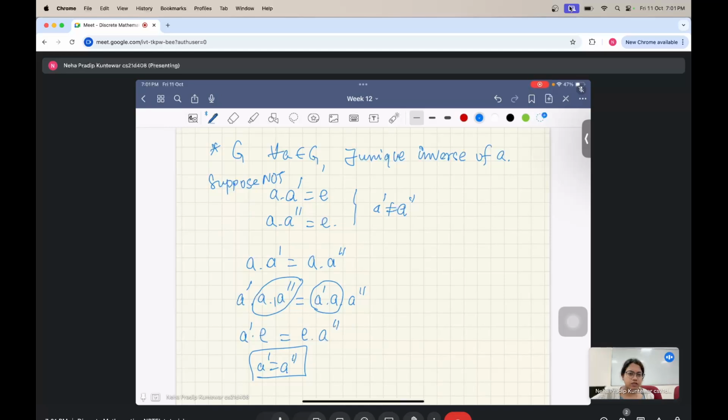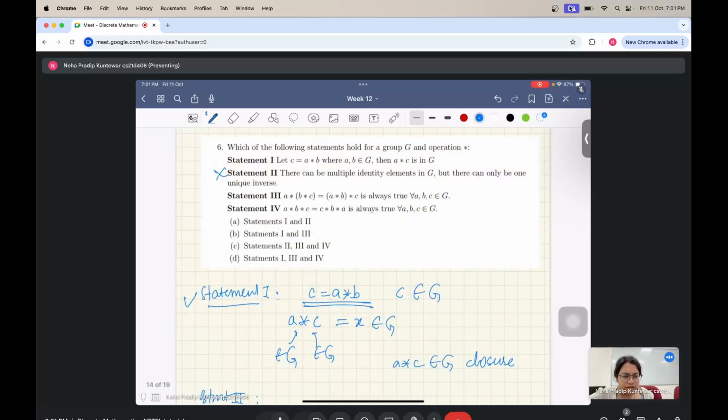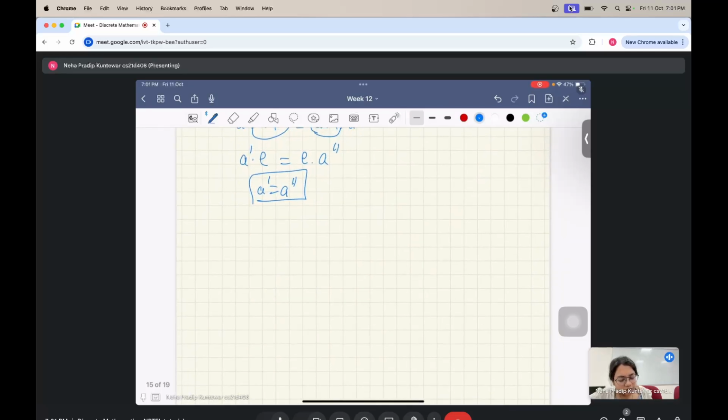In a similar way, you can show that if I give you a group, the inverse of every element should be unique. So that already disproves statement 2. Statement 3 is simply the associativity property, which we have already seen. So statement 3 is nothing but the associativity property, and this we know is definitely a property of a group.